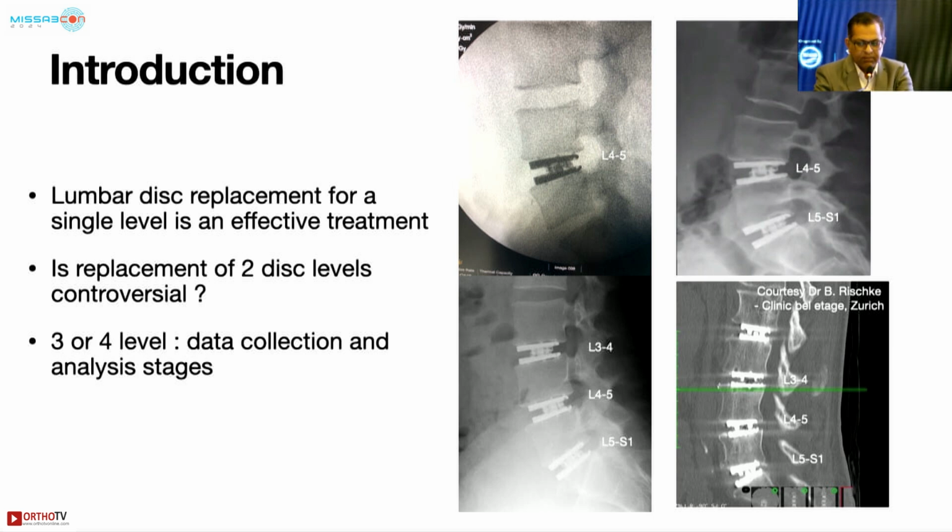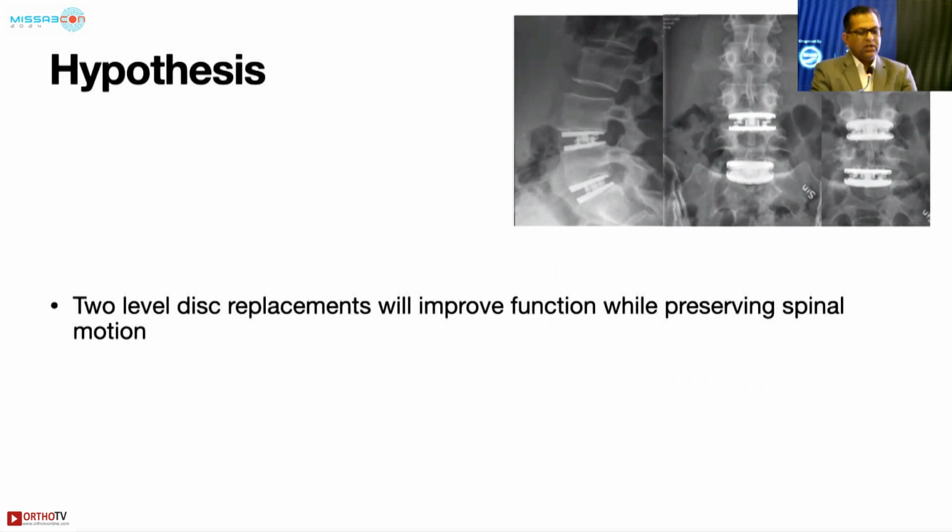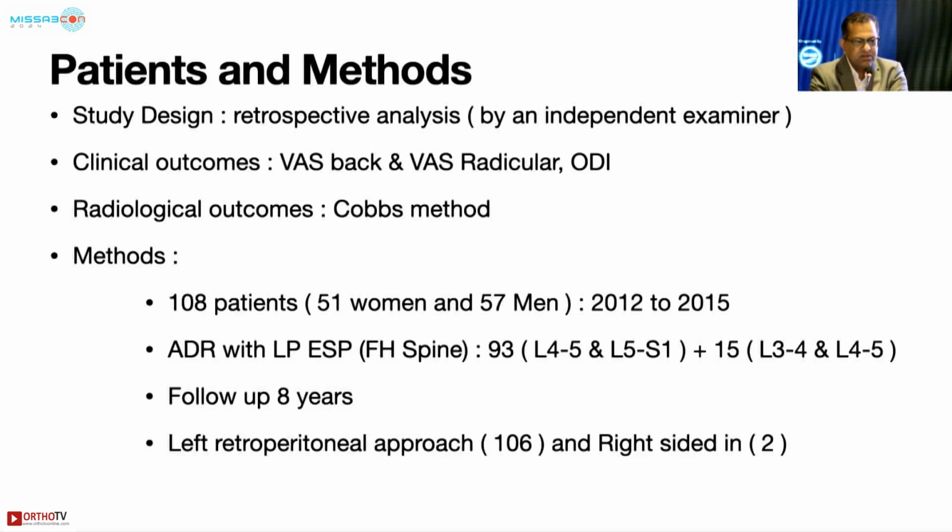So the hypothesis when we were studying this was whether two-level disc replacement will improve function while preserving the spine movements or not. So this was our research hypothesis, and this is a retrospective analysis which was done by an independent examiner, and the clinical outcomes were recorded on VAS back, radicular, and ODI.